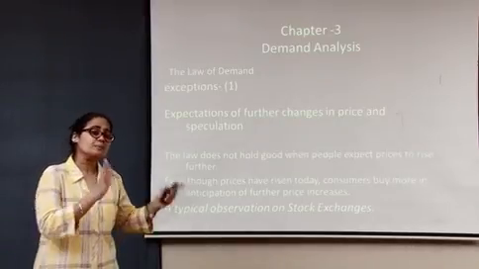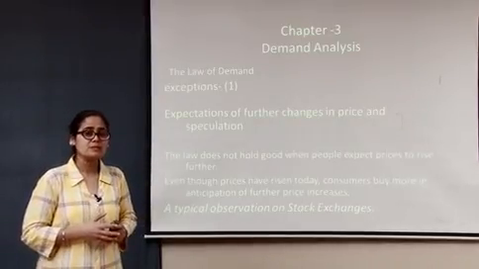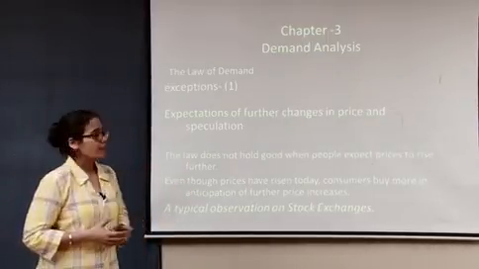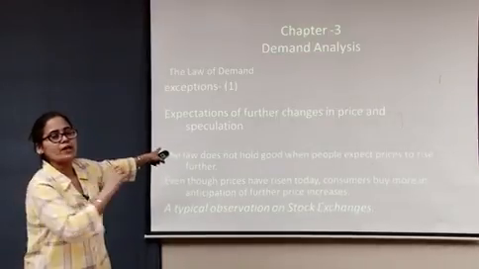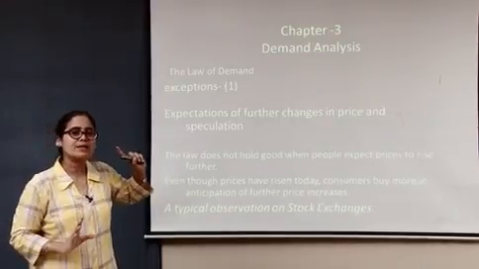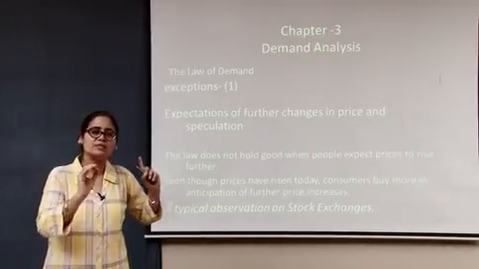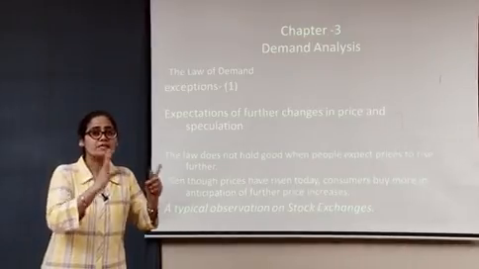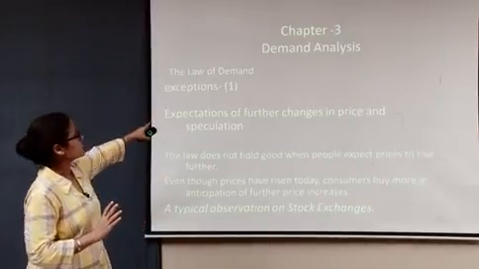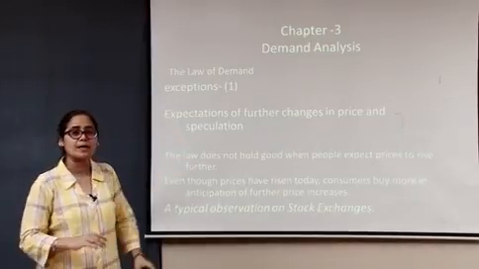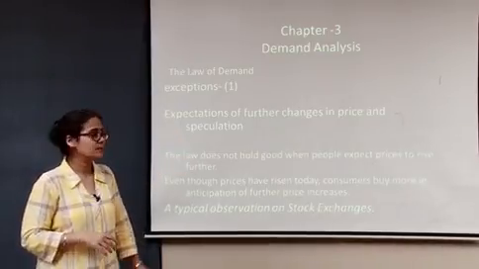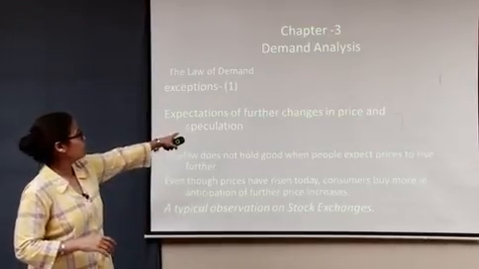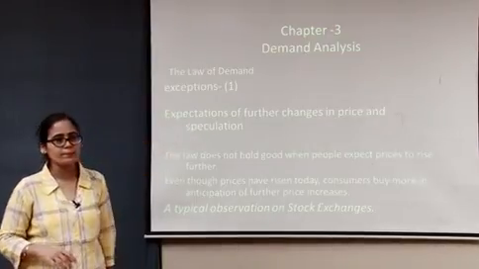Now we are going to the exception. Exception means the demand graph will not be downward sloping, but it will be upward sloping. There are some products which do not fall under law of demand. Remember one thing, any law that you study in economics is conditional. It is full of assumptions. So there are certain situations where the law will not be applicable. Look at this slide where we have given you the first exception, future change in price and speculation.